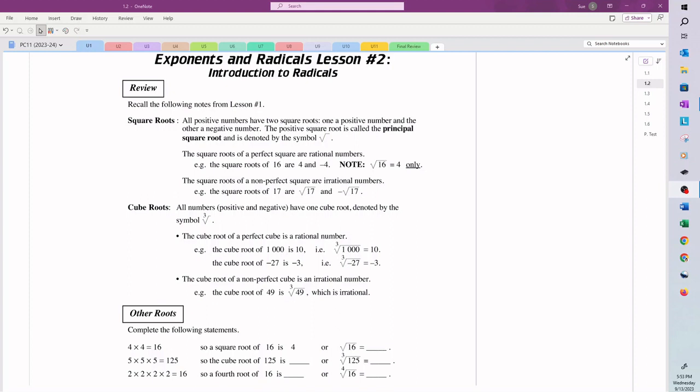This is part one of lesson 2 for Pre-Cal 11 exponents and radicals. So it's unit 1, lesson 2, part 1.